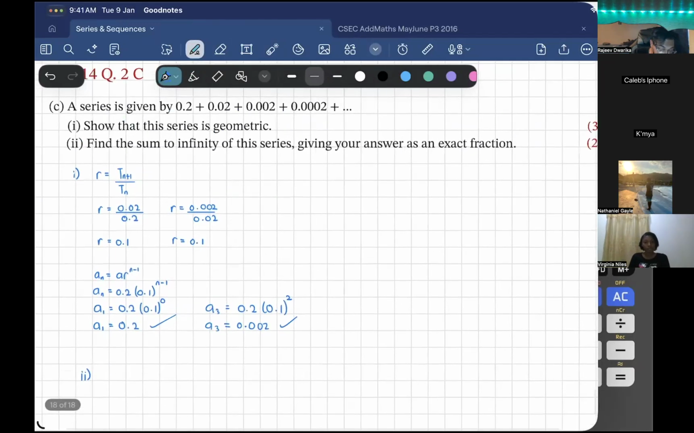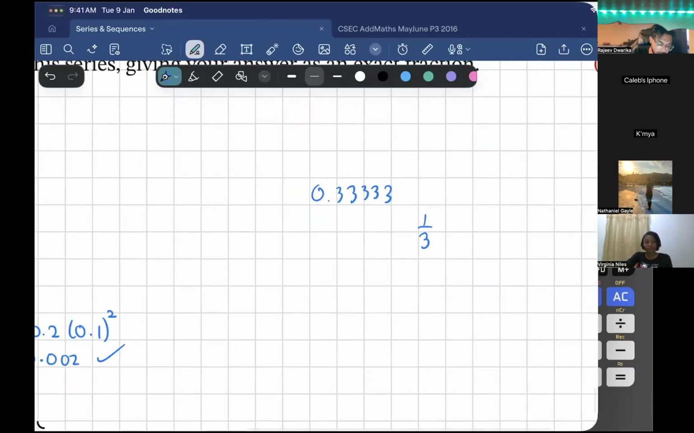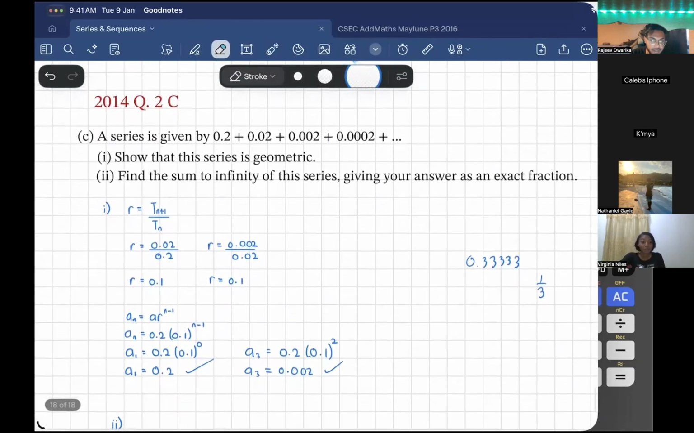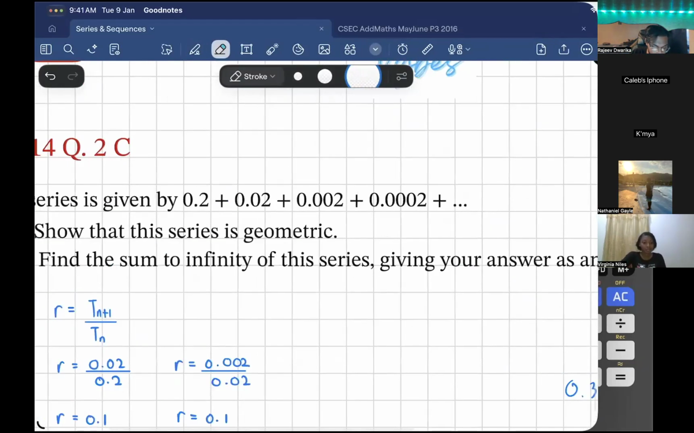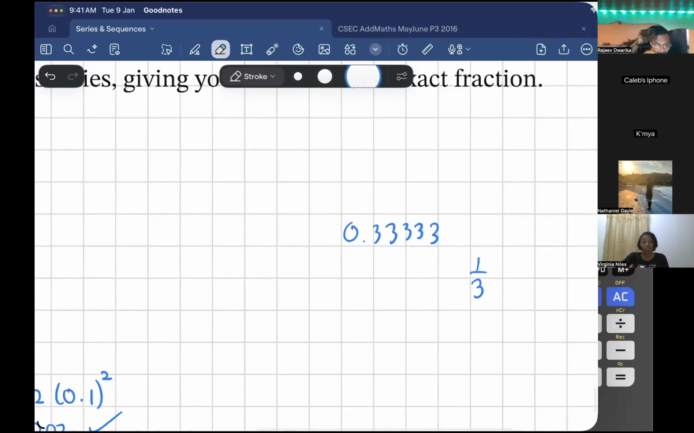Now they want us to find the sum to infinity of this series, giving your answer as an exact fraction. And I would have a prelude to this. When you look at 0.333 recurrent, what do you know that is? 1/3. Cool. By the way, do you know that this question comes in Unit 2 Pure Math sometimes? But they don't give it like this, so you have to figure that out. They would give you something like 0.333 recurrent, and they would tell you to prove that this is an exact fraction, which I will show you guys after this question.